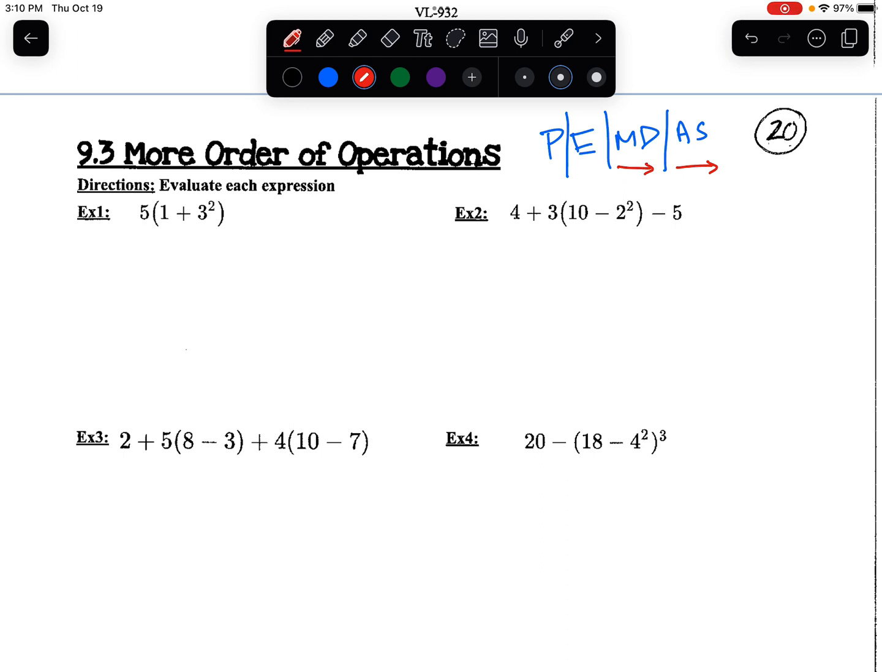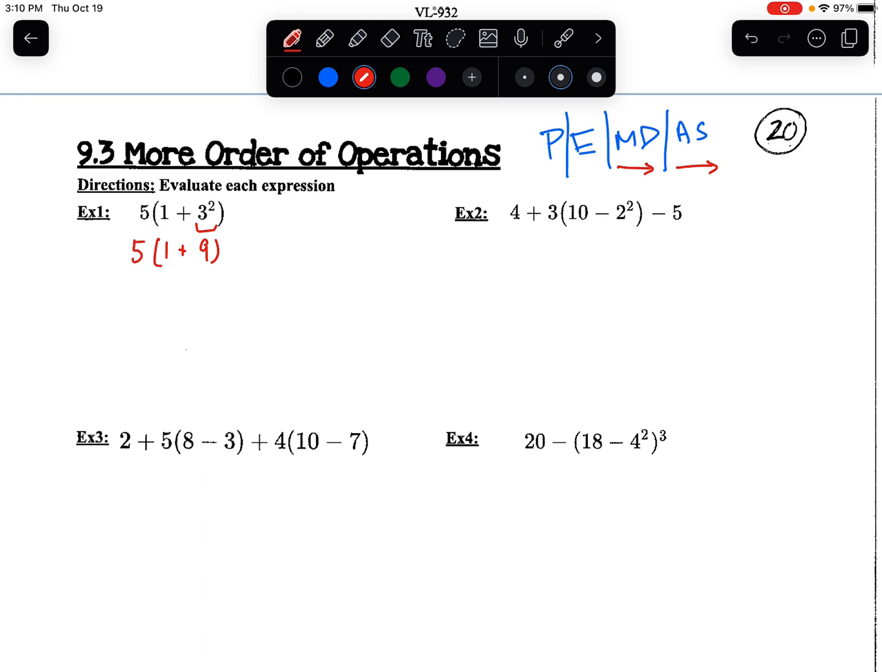Number 1, we've got a parentheses, but inside the parentheses we have 1 plus, you have addition, and you have an exponent operation. So we'll do the exponent operation first. It's 3 to the second power. That doesn't equal 6, it equals 9. Bring everything else down. The plus, the 1, I'm going to bring down the parentheses as well, and the 5.